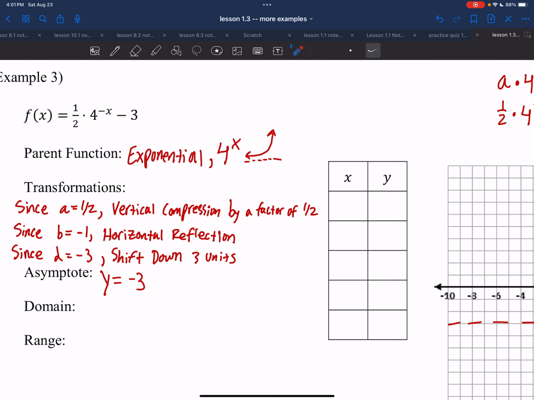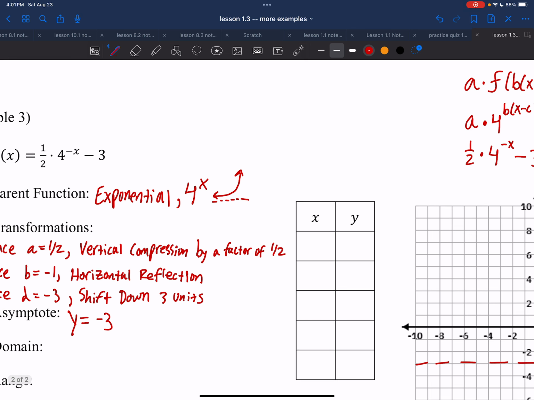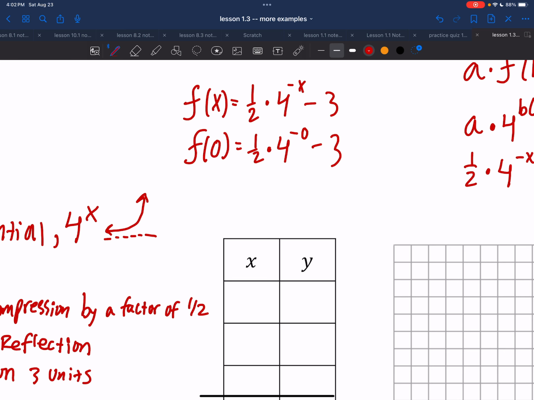Notice it says 4 to the -x. So if f of x is 1/2 times 4 to the -x minus 3, let's do f of 0. That one's easy. Plugging in 0 is always nice because -0 is just 0. So 4 to the 0th power, anything to the 0th power is 1. So this gets me 1/2 times 1 minus 3.